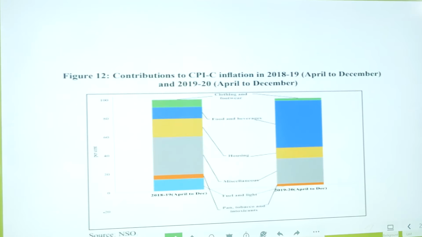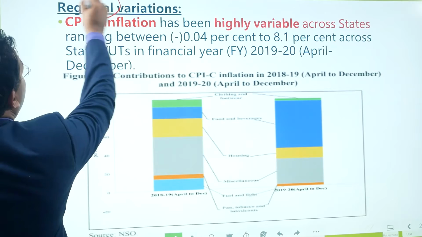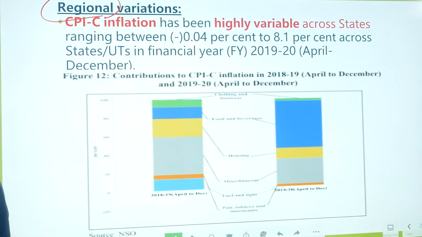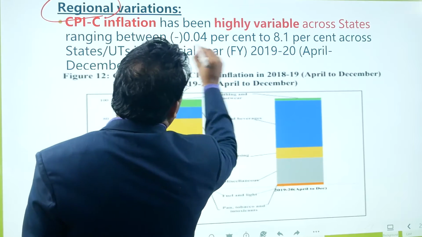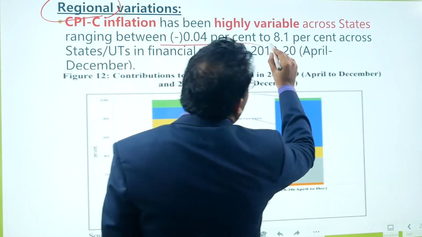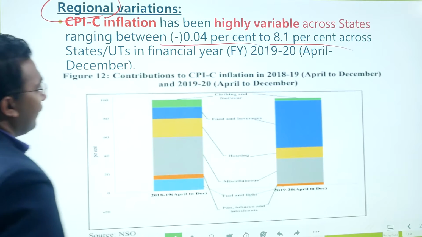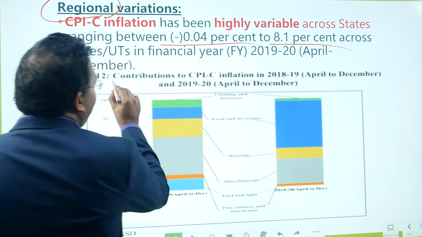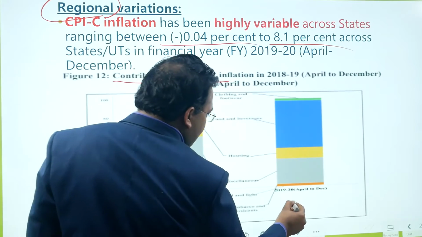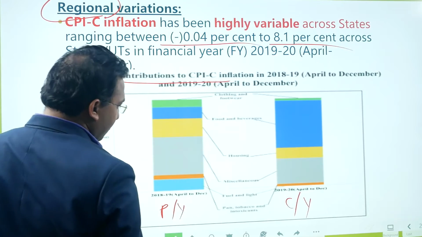Now, regional variations. So CPI-C inflation has been highly variable across the states, ranging between -0.04% to 8.1% across the states or UTs in the financial year 2019-20, right? And if we see what are the major contributors to the CPI-C inflation, so this is the current year and this is the previous year, last 1 year, right?